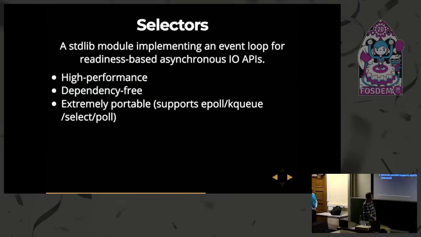So that concludes the metaprogramming. Hopefully that gives you a bit of an idea of how it works and maybe inspires you to take a look at it in more detail. So let's just quickly run through some of the other components. We have this selectors module, which is basically in the standard library, and it implements a readiness-based asynchronous I/O API. It basically wraps epoll, KQ, and things like that, and gives it in a nice API. It's dependency-free, it's high performance, and it's extremely portable because it supports basically everything.